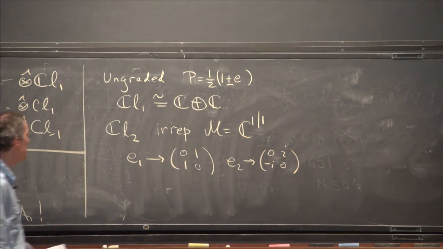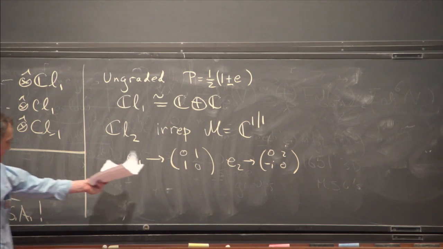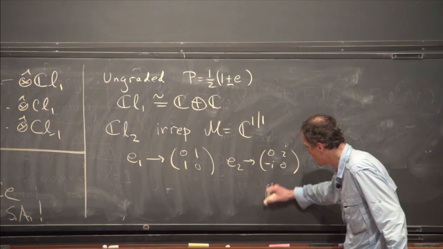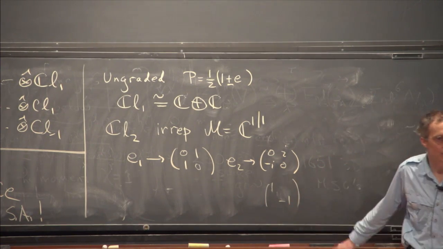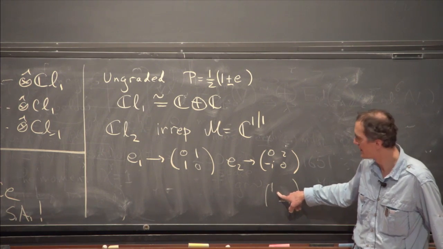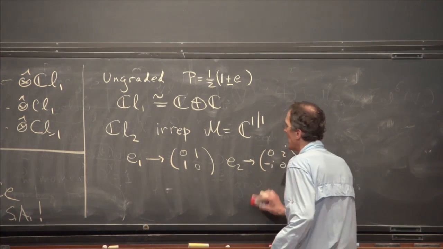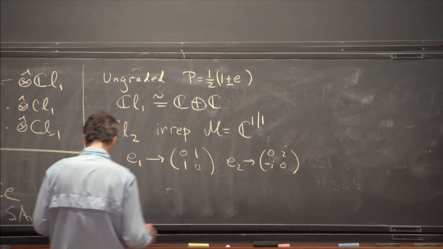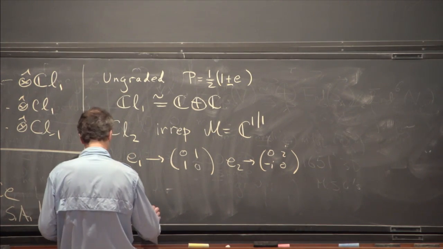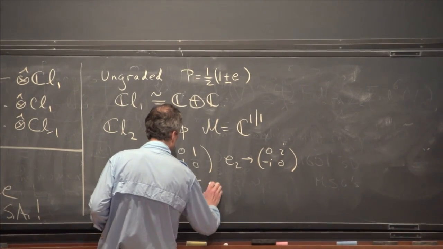You see, those two guys are odd, they're off diagonal, and they satisfy the Clifford relations. It would be illegal to put 1 minus 1. You might say, well, that also satisfies the Clifford relations. But that's illegal because it's not odd, it's even. Okay? Now, these two guys will generate the full matrix superalgebra. So Clifford 2 is a matrix superalgebra.